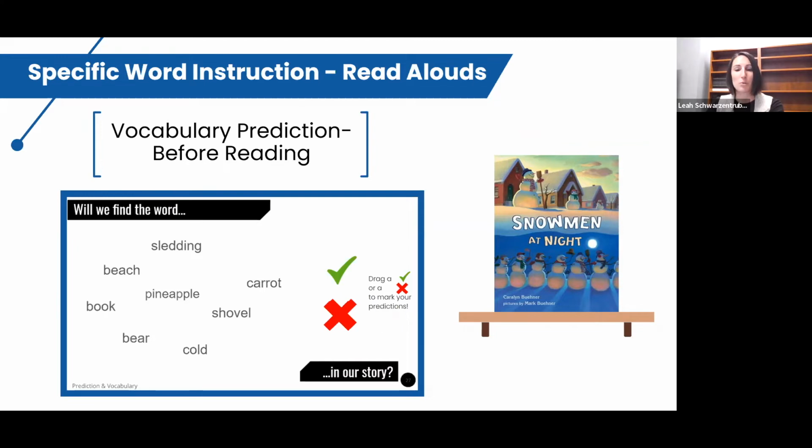We can push a deeper sense of meaning with connections by asking, what makes you think that? We then have a wonderful extension of this, connecting it to active listening. We think the words sledding, cold, shovel, and carrot will be in the story. Put your hand on your head or your finger on your nose when you hear one of our words.